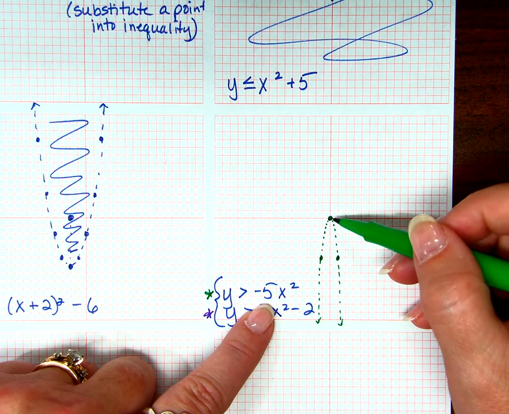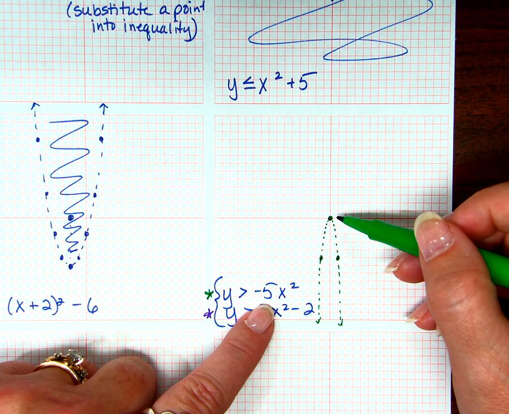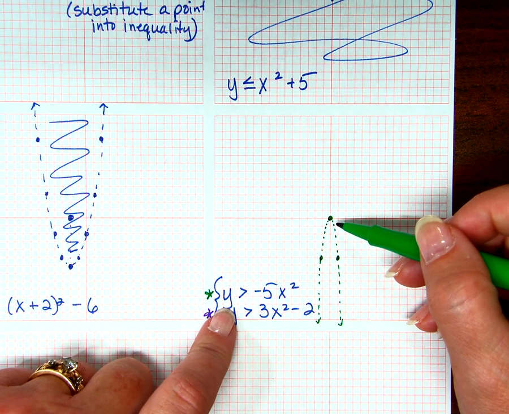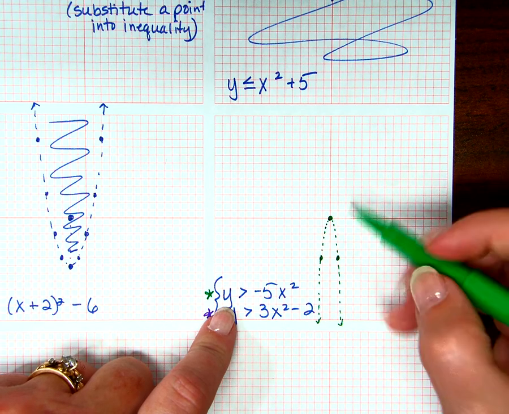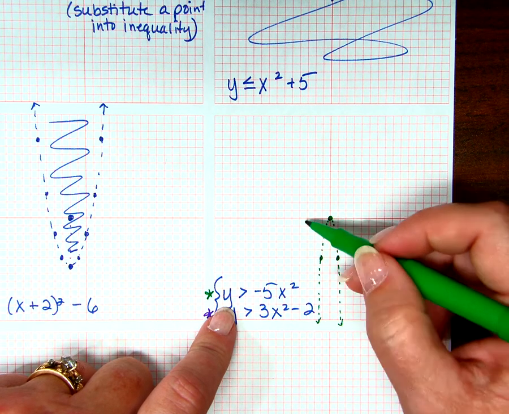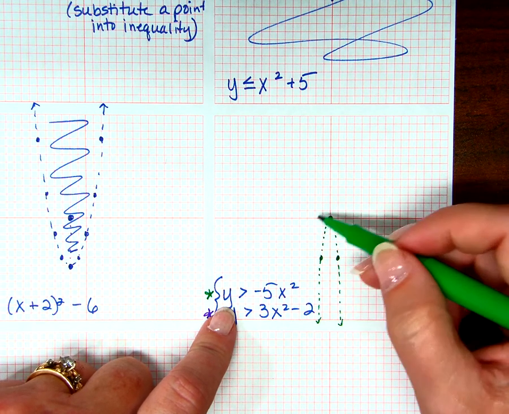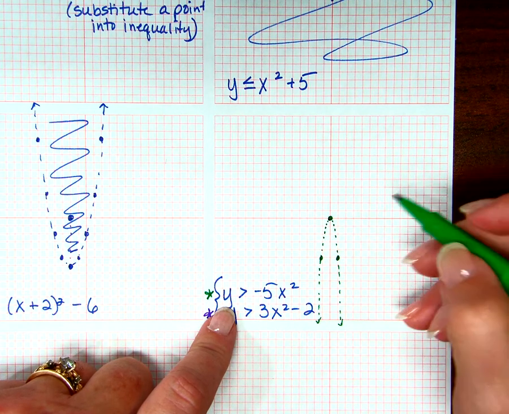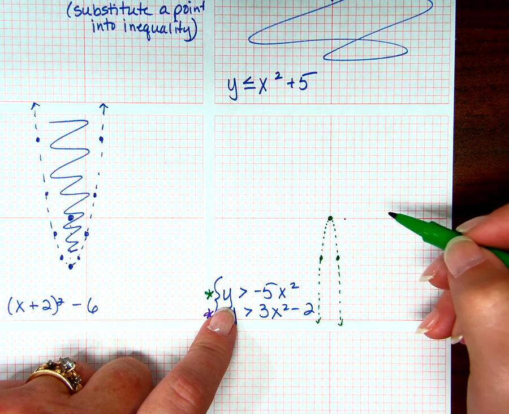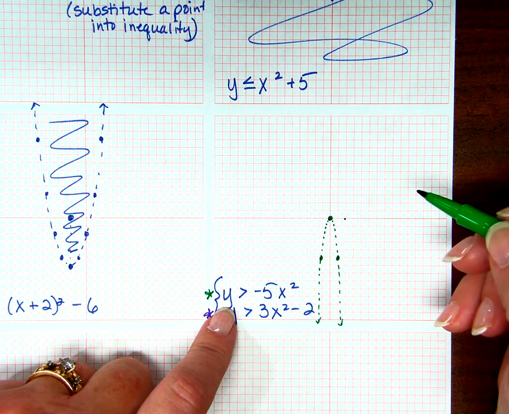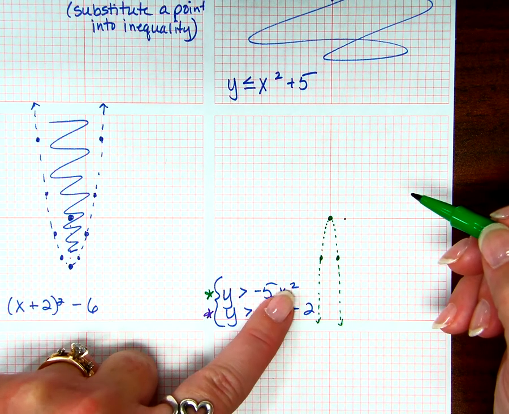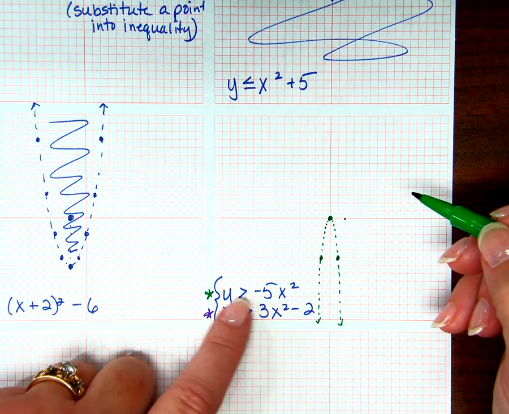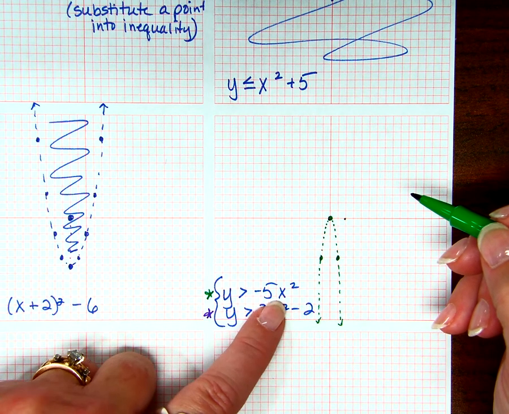Can I choose the origin? No. How about if I choose a y value of 0? Would that be easy? So, where's the y value 0? Oh, on the x-axis. Okay, so maybe like this one. Is that okay? 2, 0. 2 squared is 4 times negative 5. 0 is greater than negative 20.